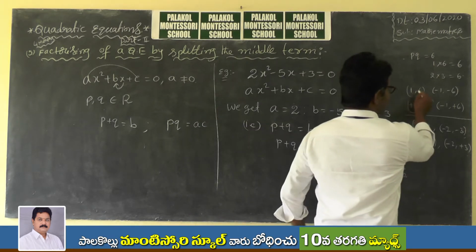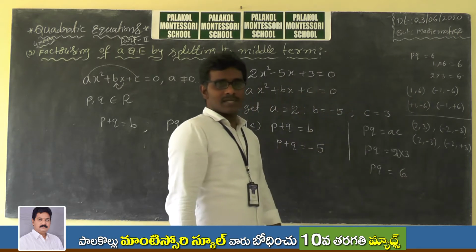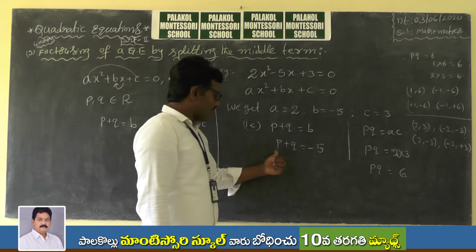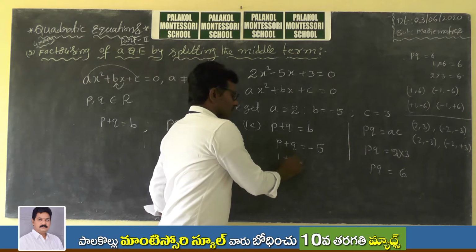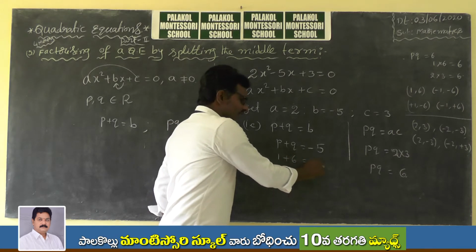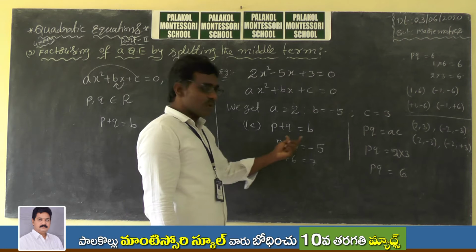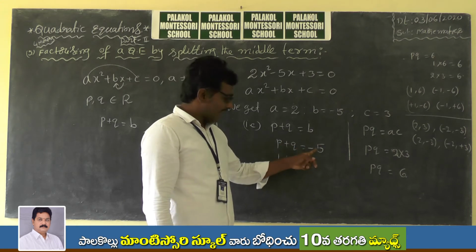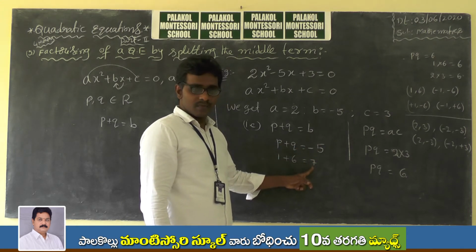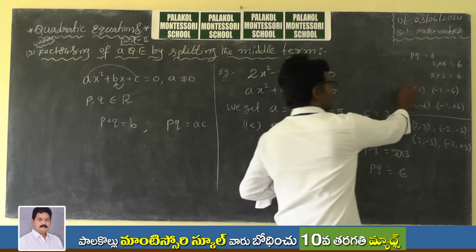This is 1, 6. You write here 1 plus 6, which means 7. What is the p plus q value? Minus 5. Minus 5 and 7, are both the same? Not the same. It's not matching. Cut it.